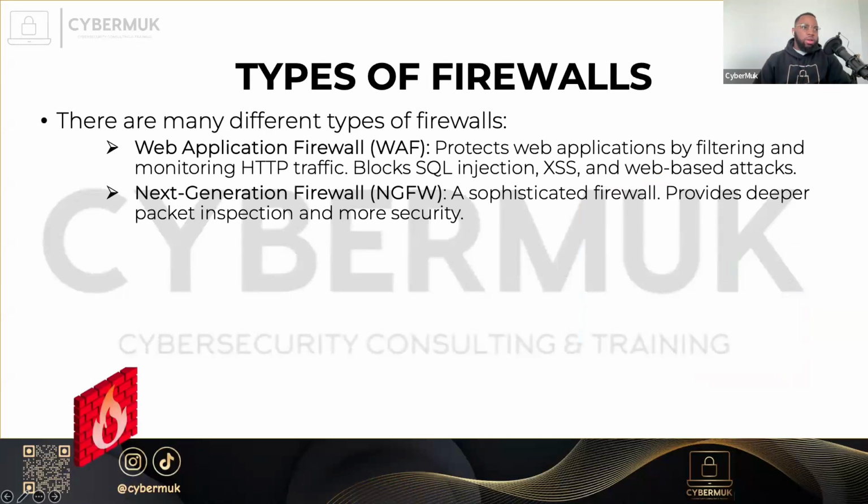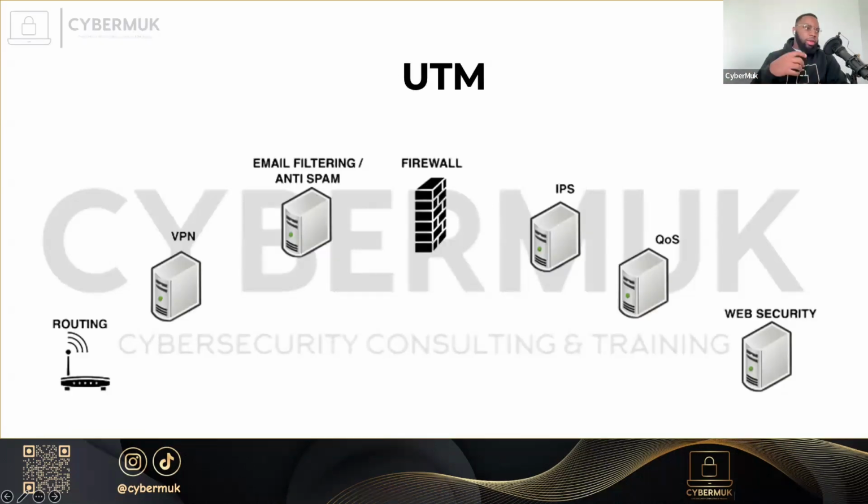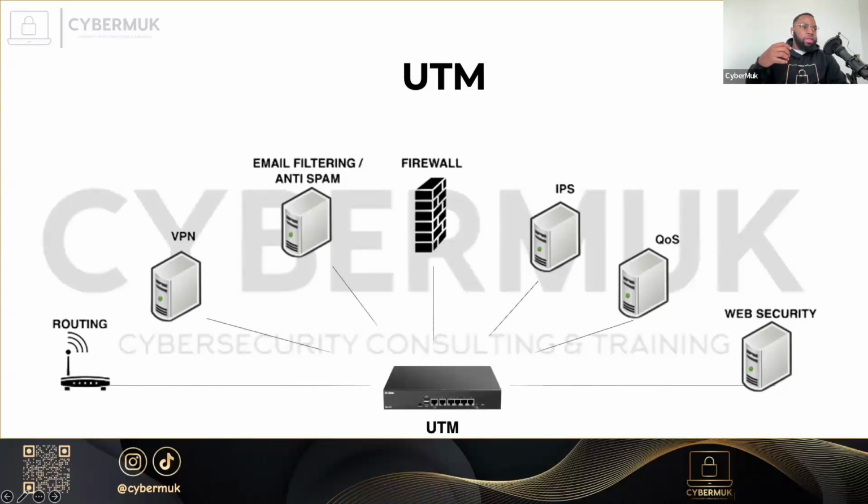You have a next-gen firewall. A next-gen firewall is a sophisticated firewall and it provides deeper packet inspection. It's really advanced. You can really see what type of communication is going through, and it can base decisions on that, like allow or deny. UTM, Unified Threat Management, is a type of firewall that combines multiple security features into one single appliance. It consolidates all of that into one. Imagine you have routing, VPNs, IPS, email and anti-filtering, and firewalls all in one device. That's a little bit how a UTM works.